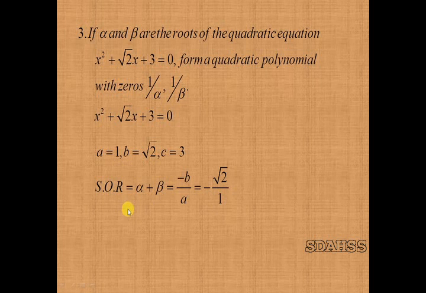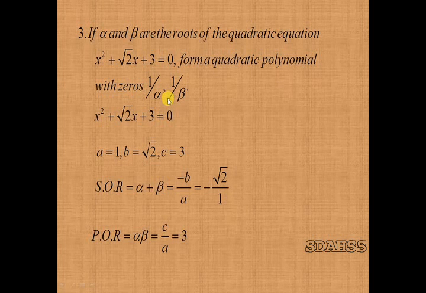Then find product of the roots. Product of the roots is alpha beta. Its formula is c by a, which is equal to, here c is equal to 3, a is equal to 1. So 3 by 1 means 3. Then form a quadratic polynomial with zeros 1 by alpha comma 1 by beta.